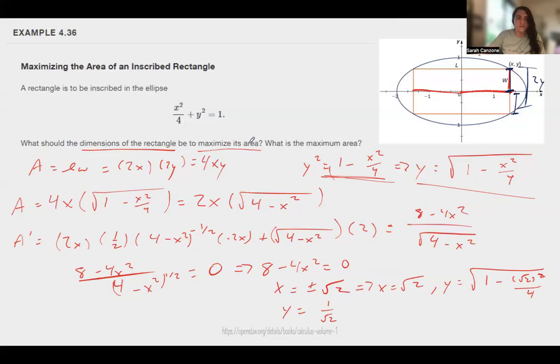So what are the dimensions to maximize the area? It's going to be x is the square root of 2 and y is 1 over the square root of 2. And then the area we can just plug into this formula here. So area is going to be 4 times x, which is the square root of 2, times y, which is 1 over the square root of 2. But the square root of 2 and 1 over the square root of 2 cancel out. So our area is just 4.